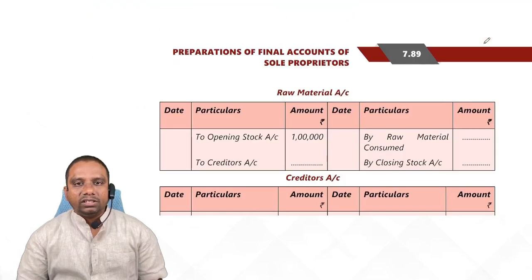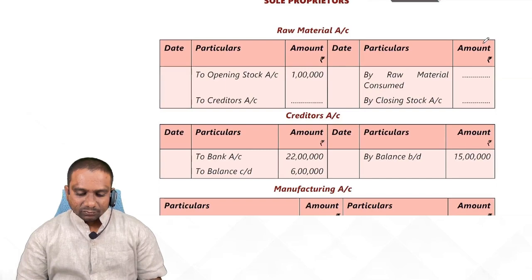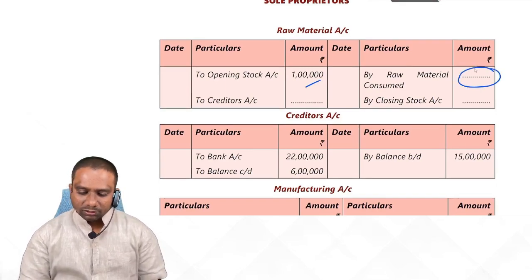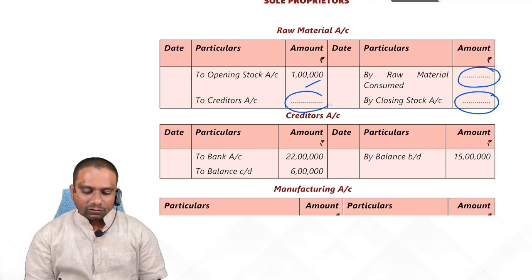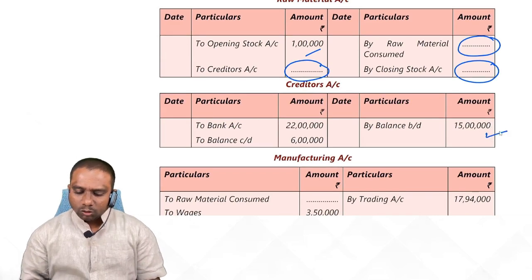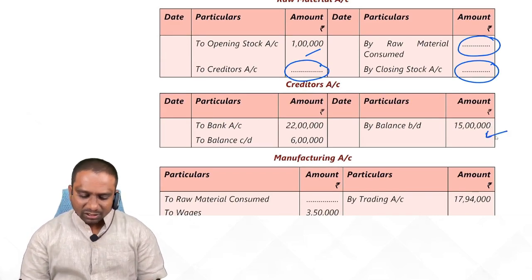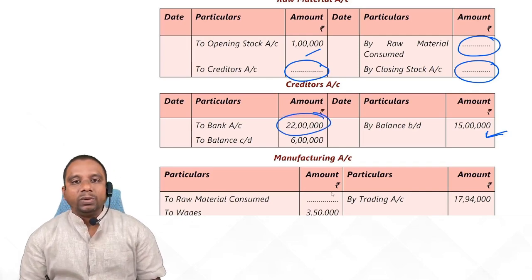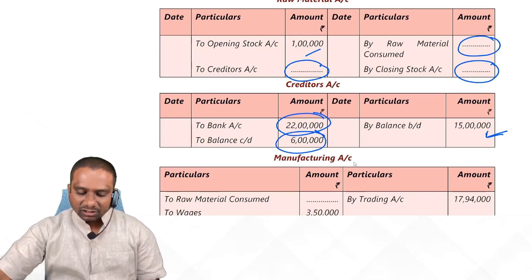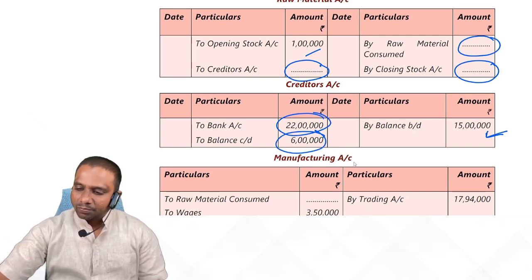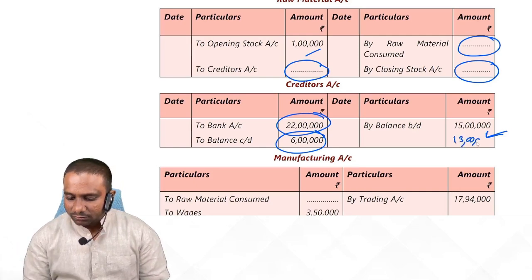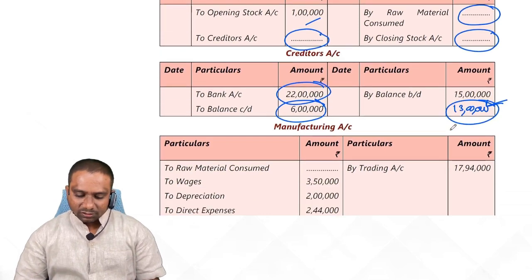Okay, what happened here? Observe. Raw material account, opening stock 1 lakh. Raw material consumed, not given. Closing stock, not given. Creditors, not given. Okay, we find creditors. Sorry, the opening balance is given. During the year, we have paid 22 lakhs. Closing is 6 lakhs, which means the difference, 28 lakhs minus 15 lakhs, is nothing but goods purchased. Okay, fine.